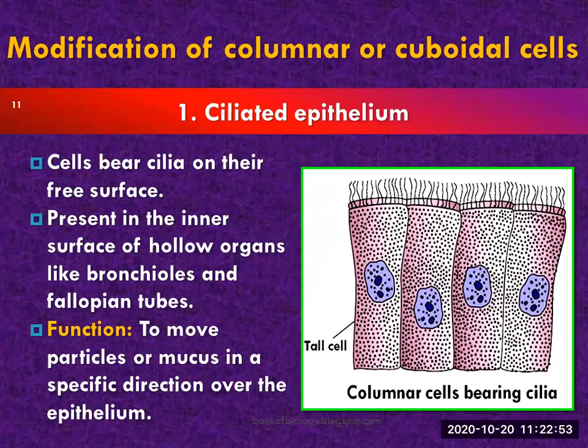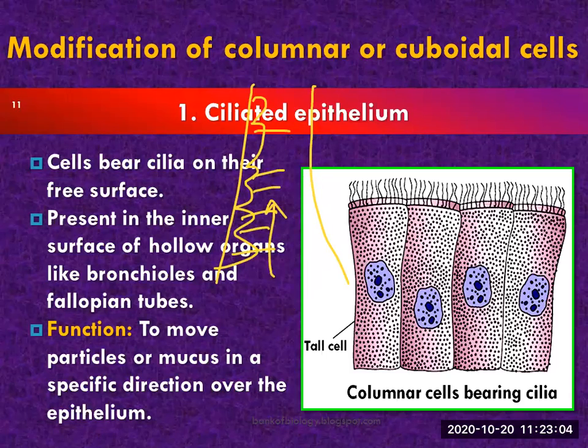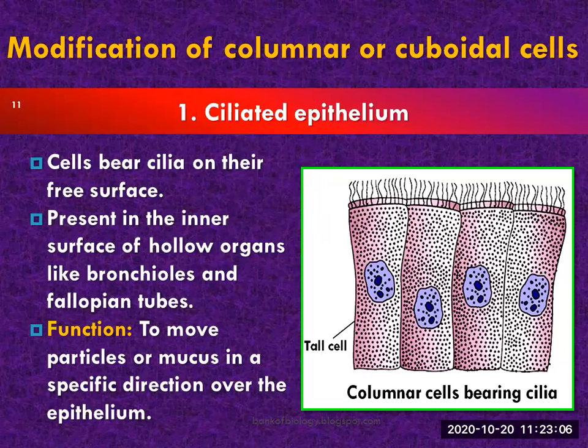Or we can say that this kind of thing is present in the ventricles of the brain. There, the cerebrospinal fluid is going to move with the help of movement of this cilia. Okay, so that's it about the ciliated epithelium. So in every aspect, you have to remember one is the example, where it is, another is function. Example and function.